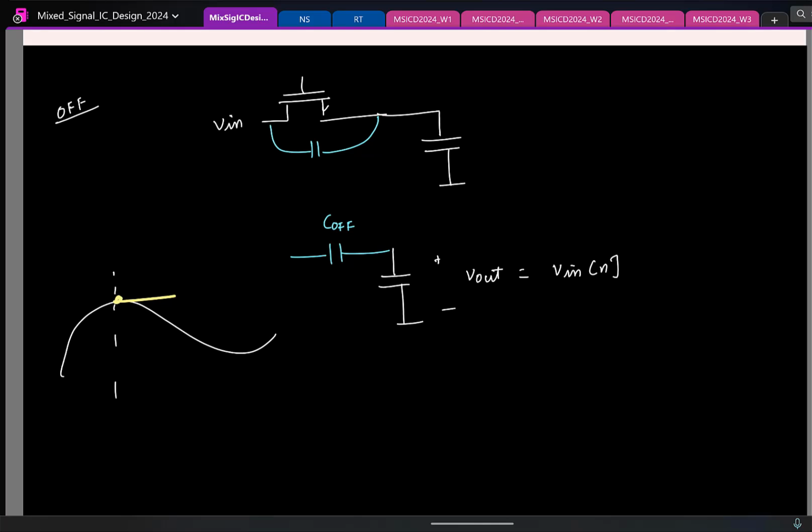It will be changed from that point to some... Yeah. How will it change? Let us say this is what I call Vn0. Ideally, this is what you want. But now what will happen? Why will it decrease?